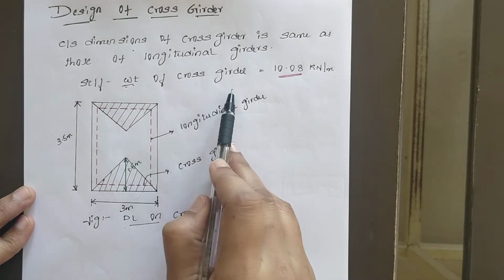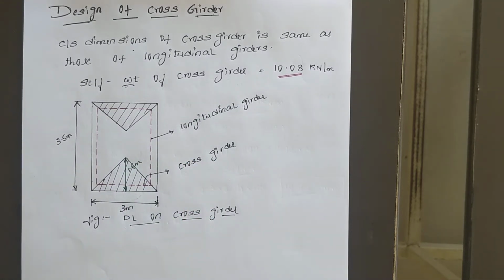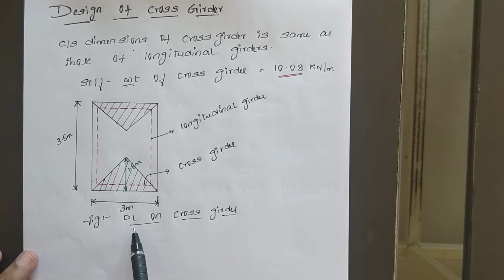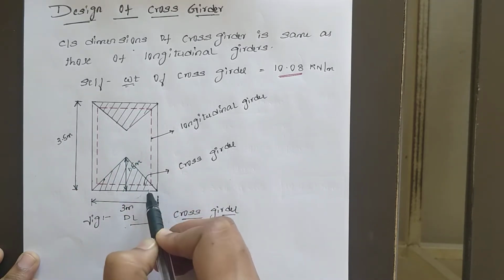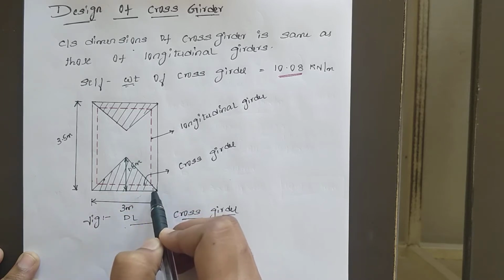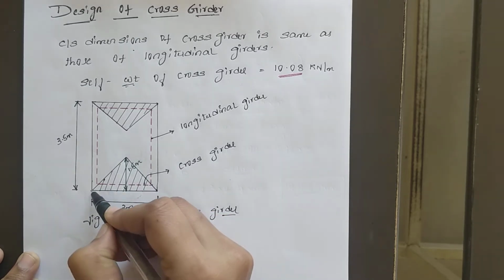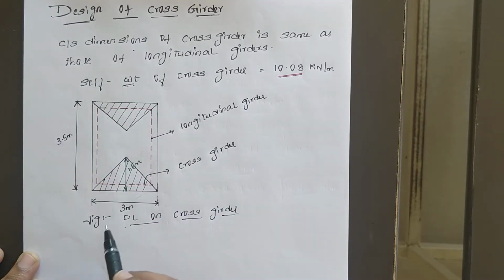The self weight of the cross girder is 10.08 kilonewton per meter. Observe this figure, that is the total dead load on the cross girder. The self weight is going to apply in the form of a triangular shape. The center to center distance of the cross girder, take it as 3.5 meter, and the width take it as 3 meter.